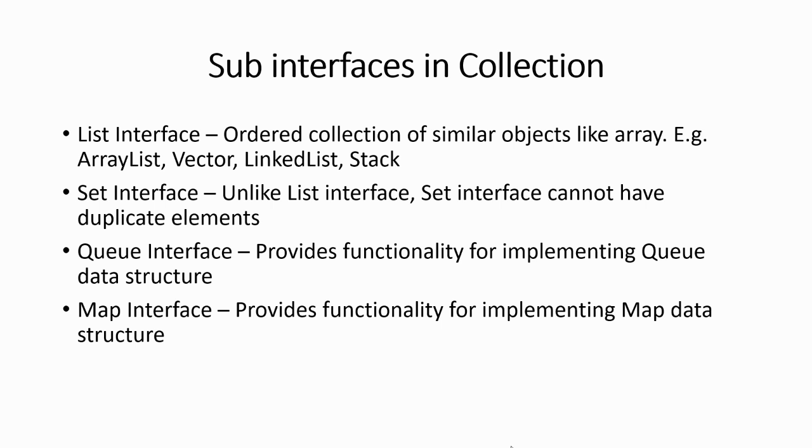The other one is a map interface. A map interface actually provides the functionality for implementing the map data structure. A map data structure is nothing but a key value pair data structure. In short, it is called a dictionary, right? So it has keys, and then it has a value. And if you want to get the value of a key, you do a get operation on whatever key it is, and you will get the value.